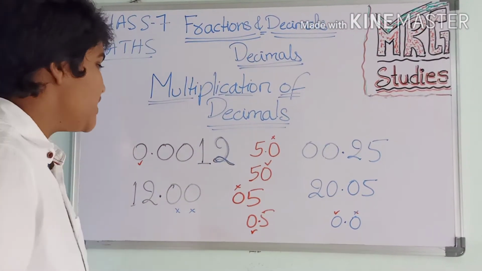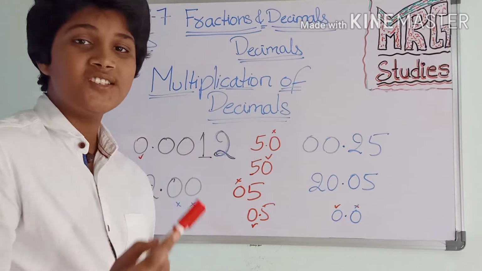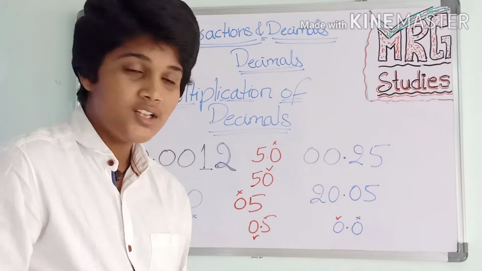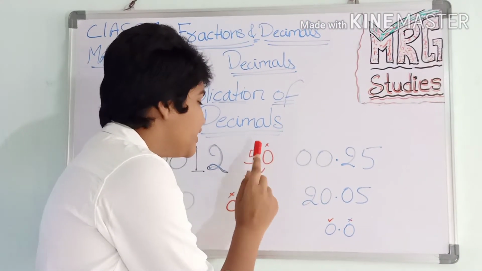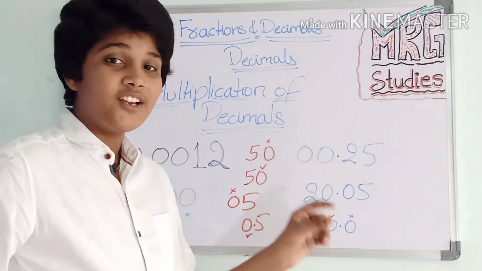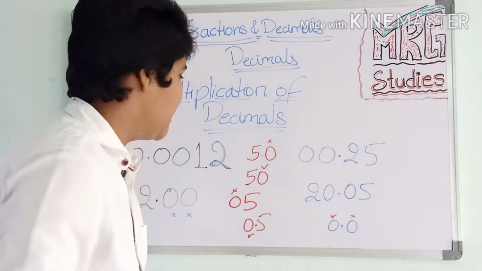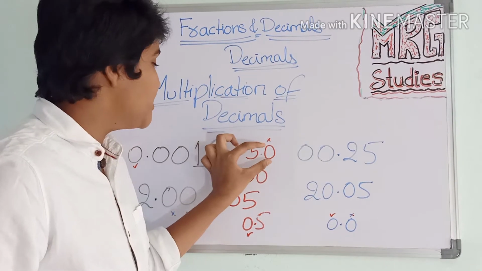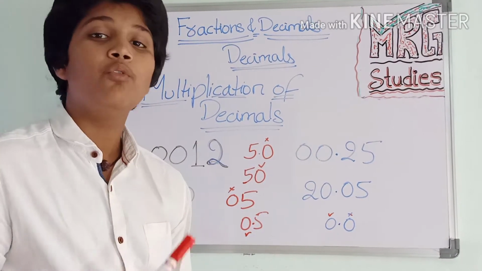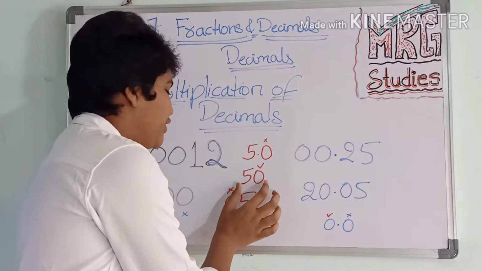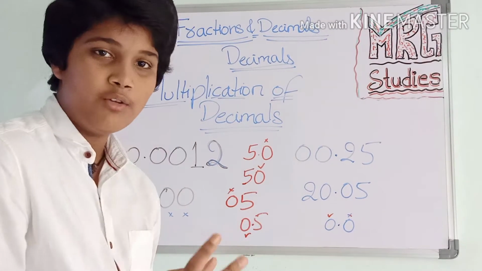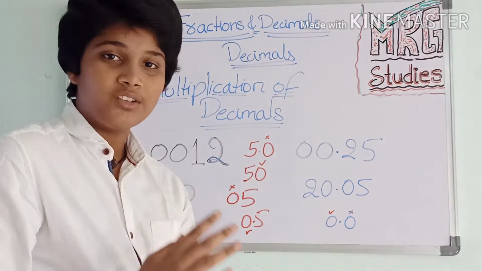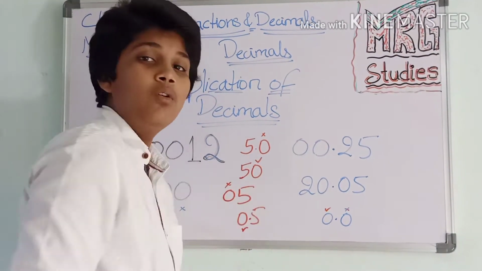See here, 5.0 is there, but here 0 doesn't have value because this 0 is after the point. See here, this is the point and this is after. So here in 5.0 the 0 doesn't have value, and here we have 50, and here 0 has value because there's no point here and this is 50. So that's why here 0 has value.